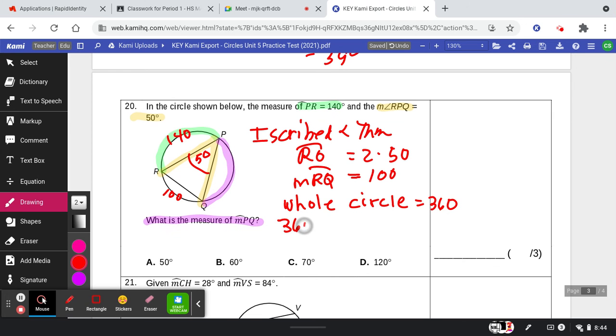So I go 360 minus 100 is 260 minus 140. Can someone get me that? 360 minus 100 minus 140. Thank you. And then what are my units on that? Is it degrees or units? What do you think?